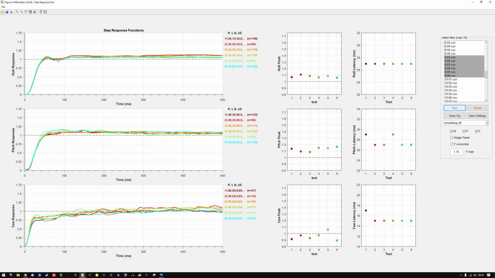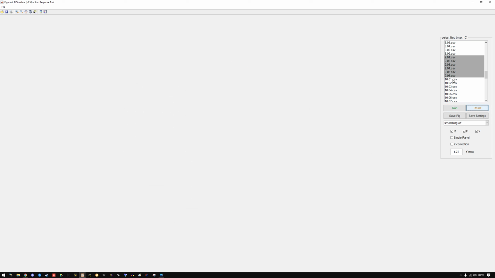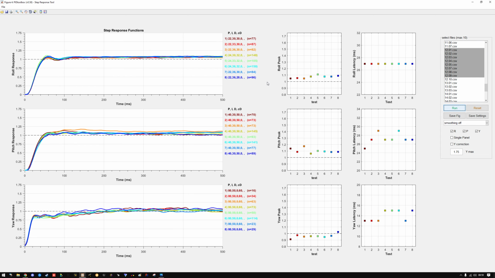The problem is that the effect isn't good enough because the issue isn't caused by I. The issue is caused by P and D. So I still need to decrease P. And I'm going to skip the 10th flight. I'm just going to skip over to the 12th. Because in this one, I think we're getting closer.